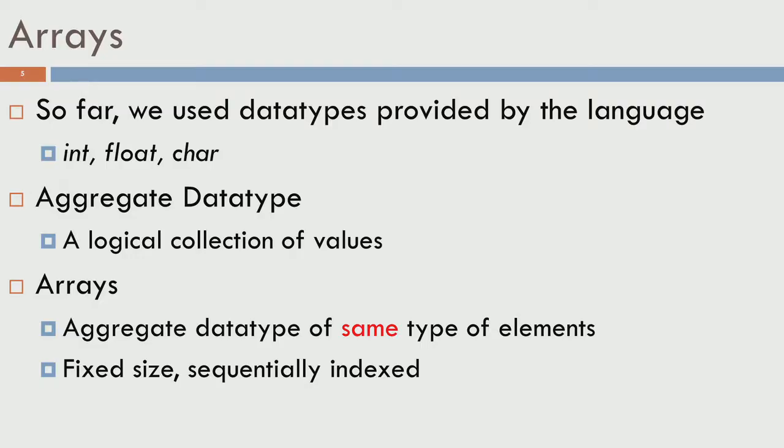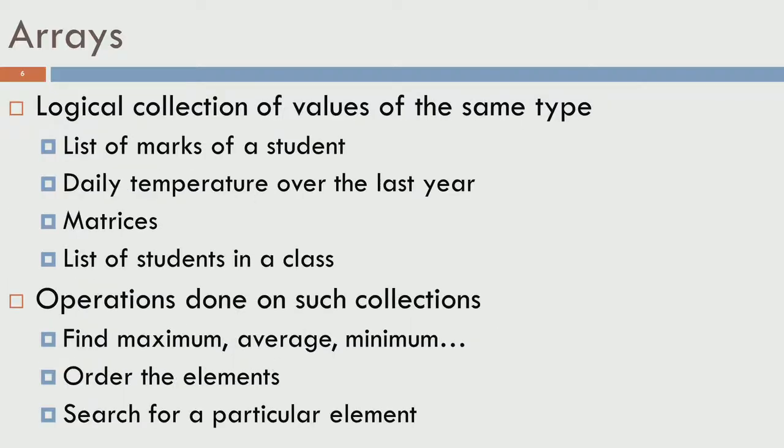So, there are lots of examples where you need this. One primary thing is these arrays are usually fixed size and they are also sequentially indexed. So, we will see all these things as we go along. So, arrays are logical collections of the same type. For instance, it could be list of marks of a student, it could be temperature that you are recording over a year, or you want to save matrices and do operations on matrices and so on.